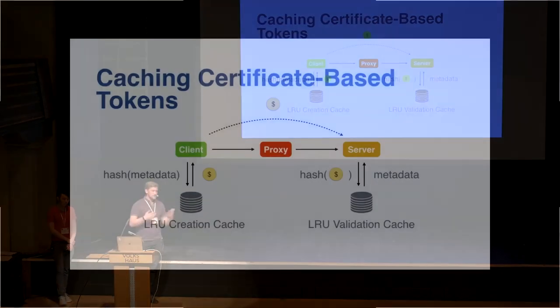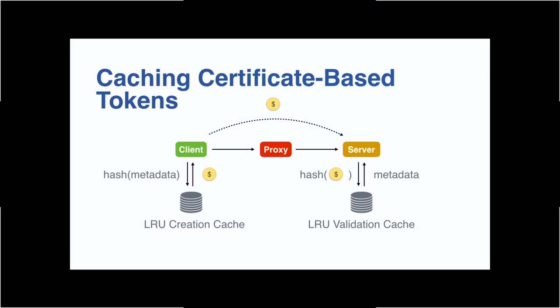So we implemented and deployed these certificate tokens, and as you may expect, we quickly found that creating and validating them on every single request becomes completely infeasible very quickly for any service with a reasonably high request rate, because these are all public key operations, and they're very CPU intensive. So what we can do here is add just an LRU cache, one for the creation at the client and one for validation at the server. The creation cache is relatively simple. It only holds a small set of tokens for that client to use for other servers. The server-side validation cache is a little bit more complex.